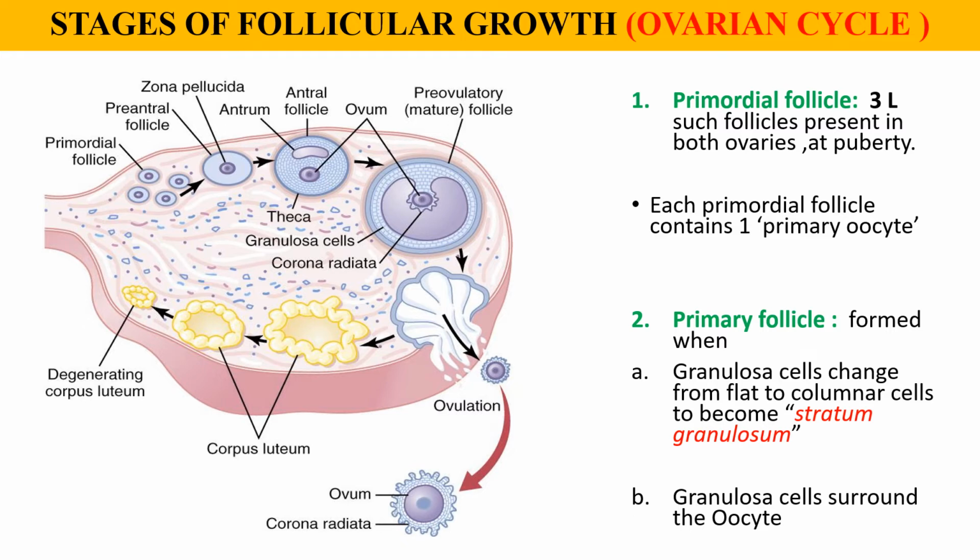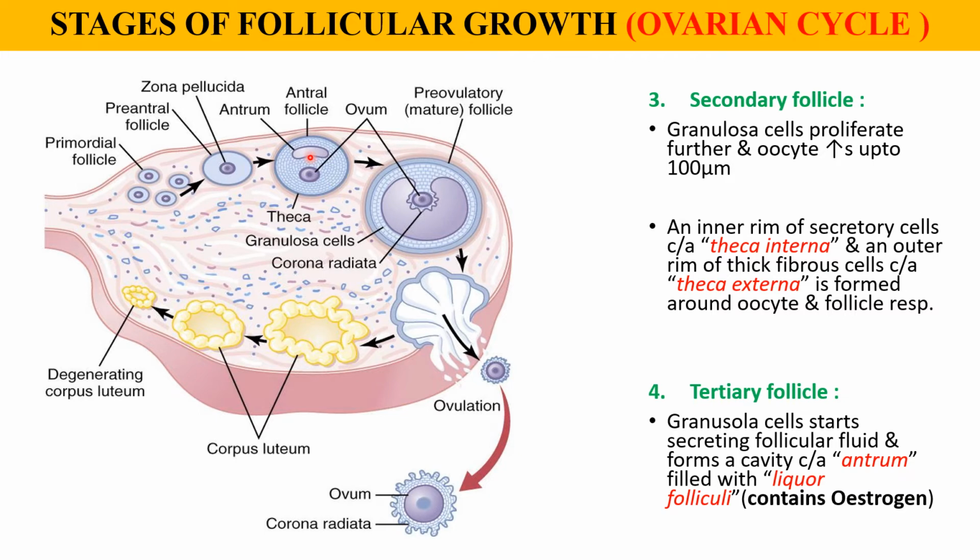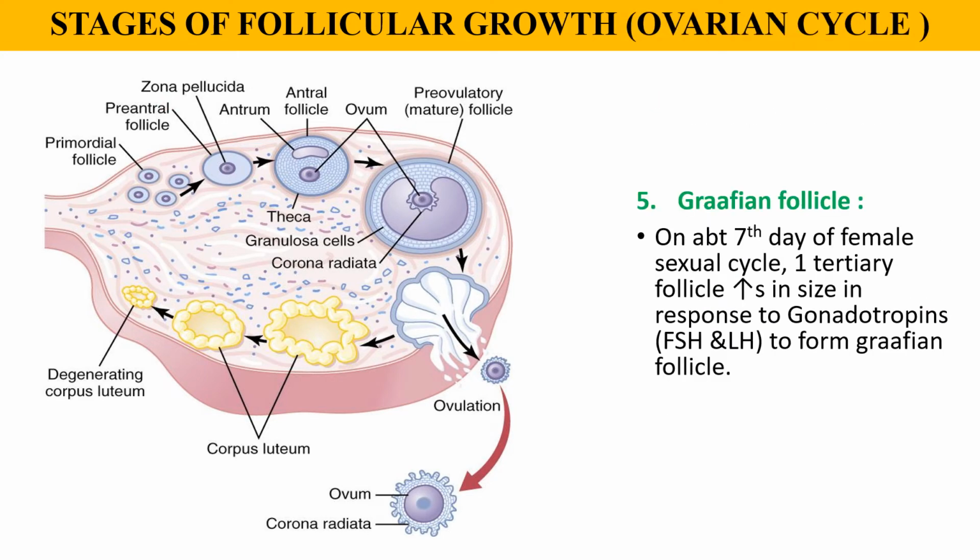These primordial follicles, under the influence of female hormones, especially estrogen, grow further and become primary and then secondary follicles. Later, when the granulosa cells start secreting the follicular fluid and form an antrum containing liquor folliculi, they become a tertiary follicle. And finally, on about the 7th day of the female sexual cycle, one tertiary follicle rapidly increases in size to form a mature Graafian follicle. This Graafian follicle will release the mature oocyte during ovulation.